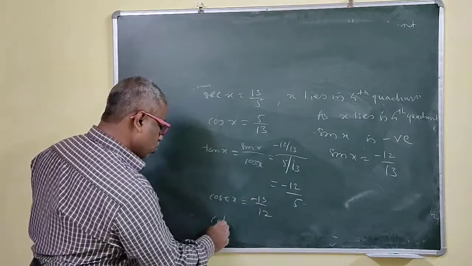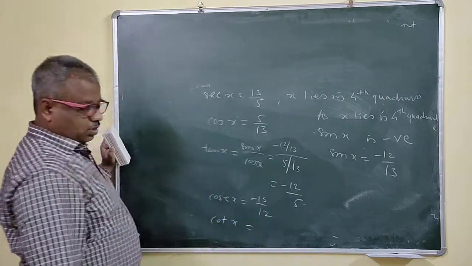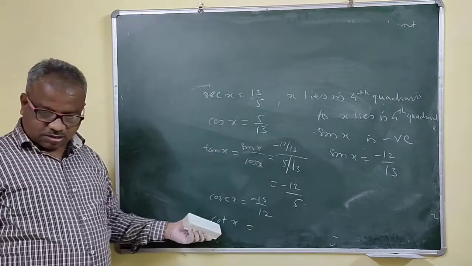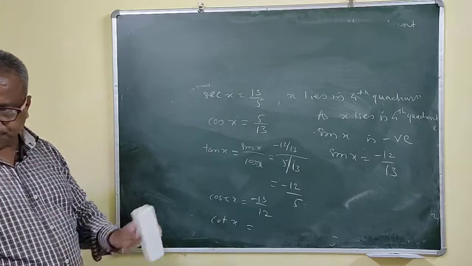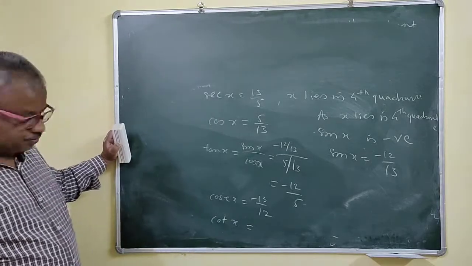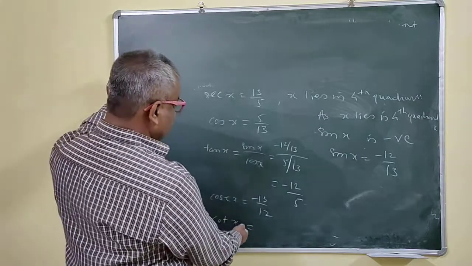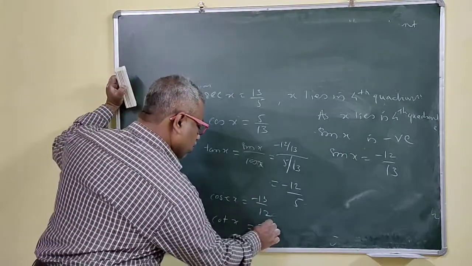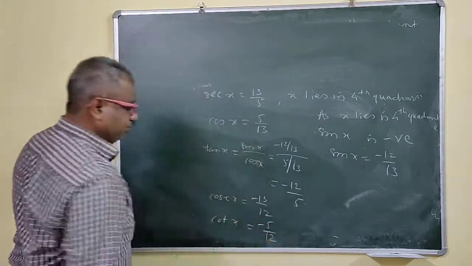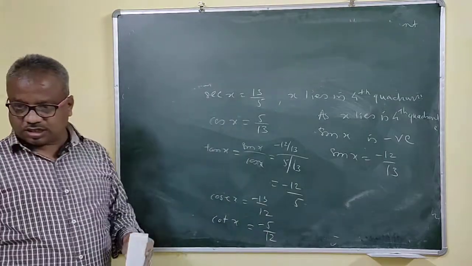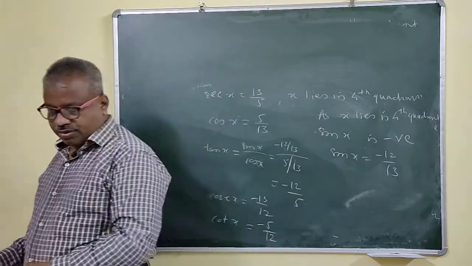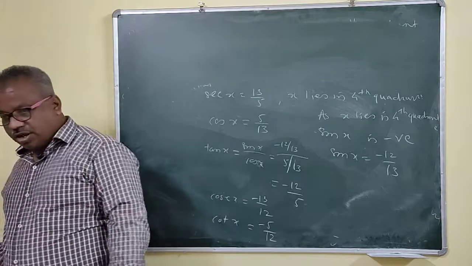And now you want also cot x. In the previous example, you also had to write the value of cot x. So cot x is what then? This is 1 upon tan now. So this is minus 5 by 12. Right? So we get all 6 trigonometric ratios. Okay? I hope that you can understand this one.